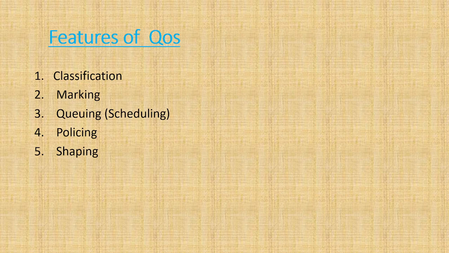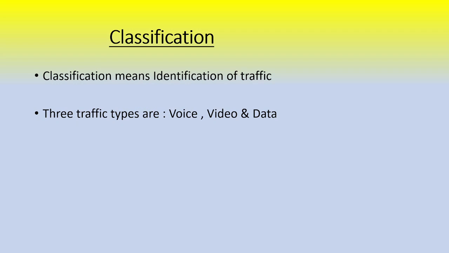Now the features of QoS. There are mainly 5 features, or 5 points, of QoS: classification, then marking, then queuing or scheduling, policing, and shaping. What is classification? Classification means we need to identify the incoming traffic. So we first need to identify what kind of traffic the router is going to receive.